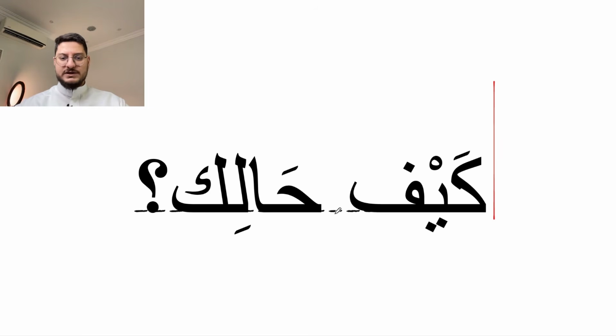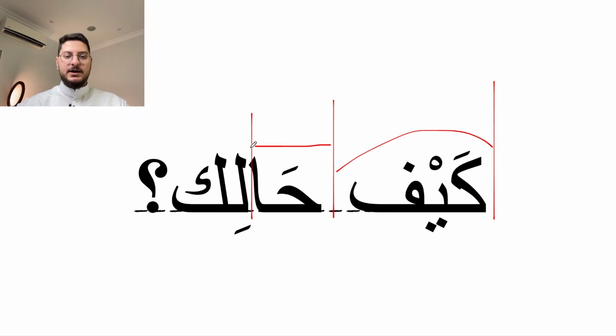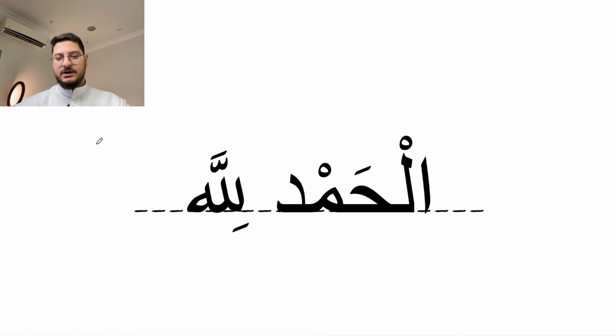So the first word is like one syllable, and then the second word is only two syllables. Let's read the first word. كيف. كيف. However, remember what we said in the previous lesson? Whenever we have like this pattern, instead of saying كيف, we tend to say كيف in our daily life. كيف. And then حالك. كيف حالك. How are you? Next one. We have one syllable here and one syllable there.